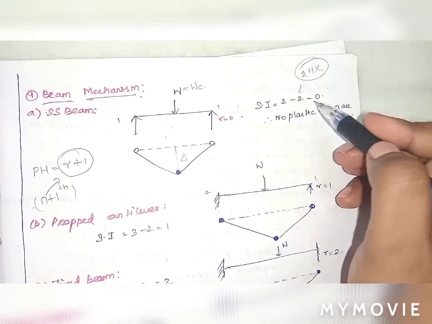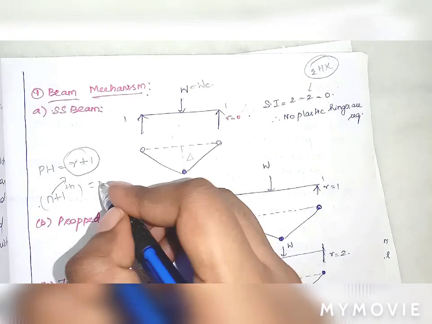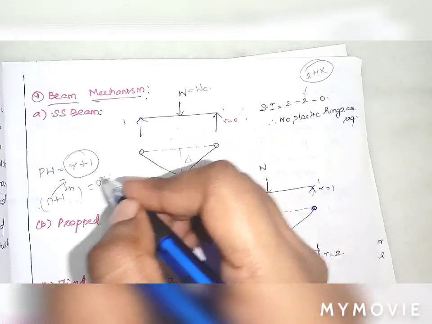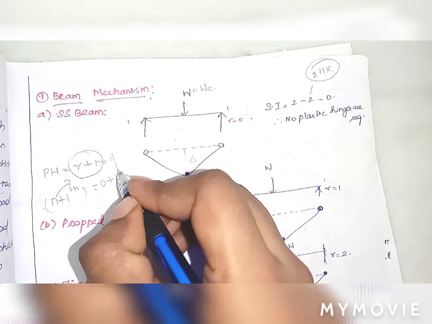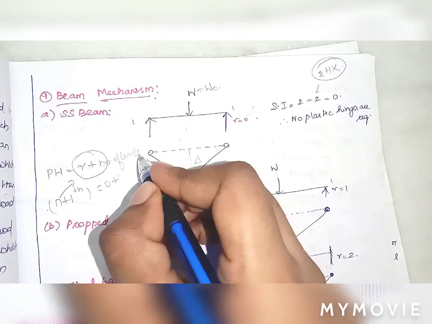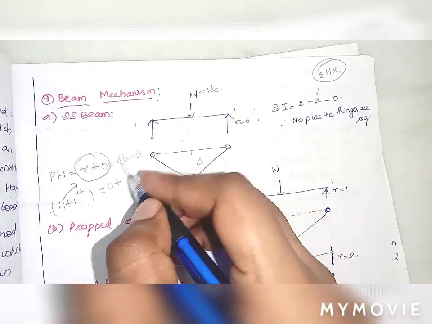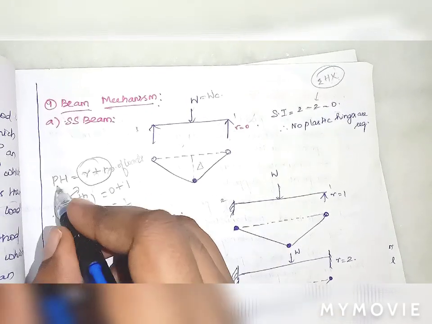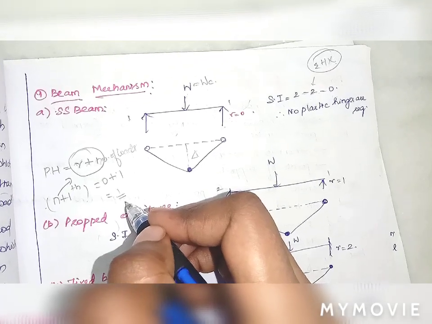So 2 minus 2 is equal to 0. So the redundancy value R is equal to 0. So 0 plus 1, in other words, it is equal to the number of loads acting on the member. So 0 plus number of loads, that is 1, is equal to 1. So there is a total of 1 plastic hinge that occurs in the section.